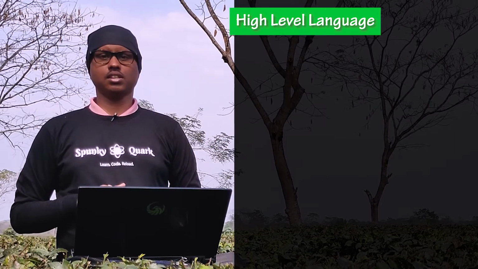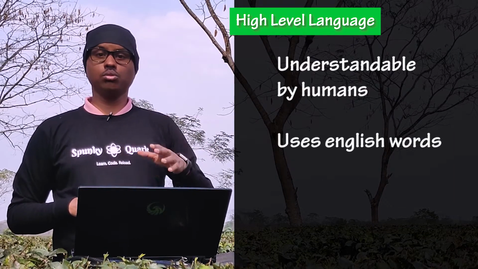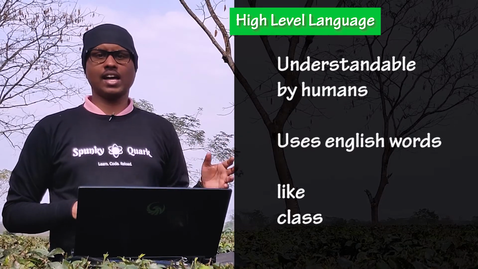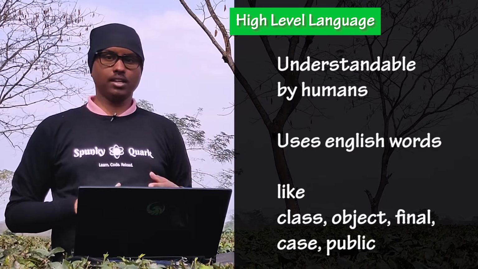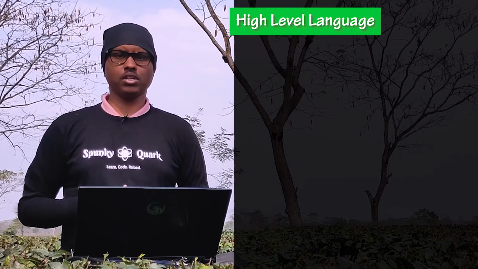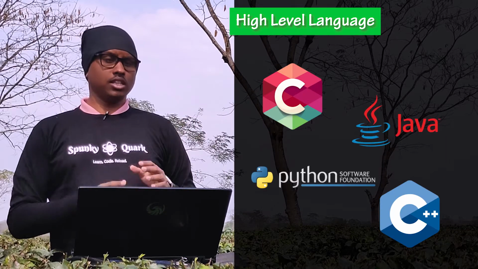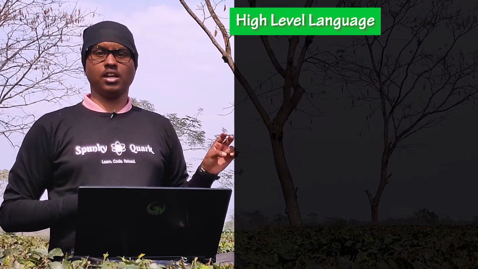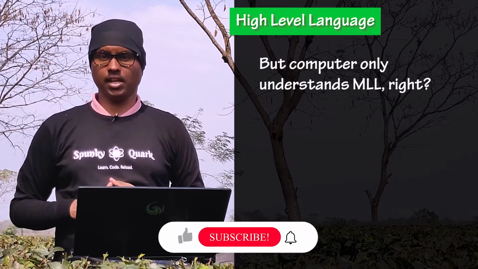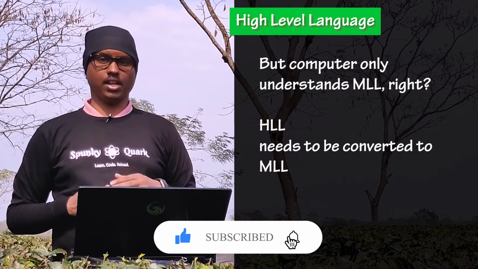High level languages are very understandable by humans because they use English words like class, objects, final, case, public. So whatever programming language we see today, like C, C++, Java, Python, these all are high level programming languages. Again, here the computer only understands machine level language. So we need to translate the high level language into machine level language.